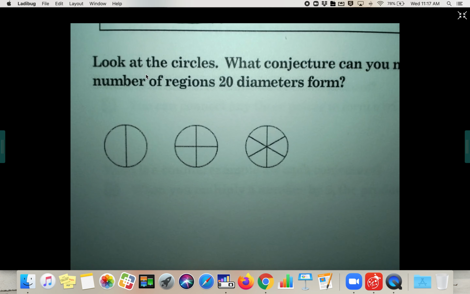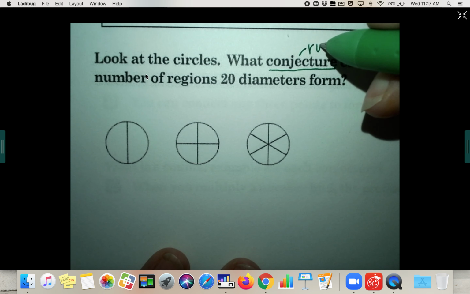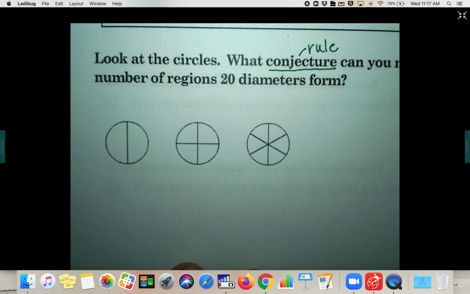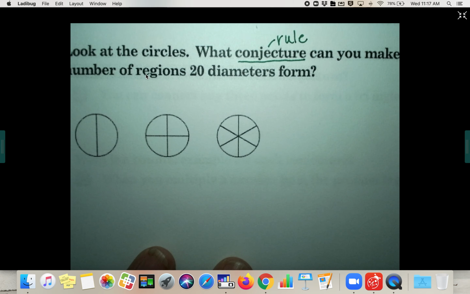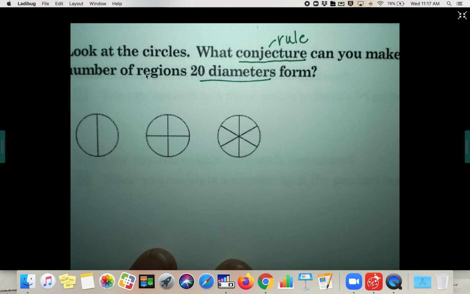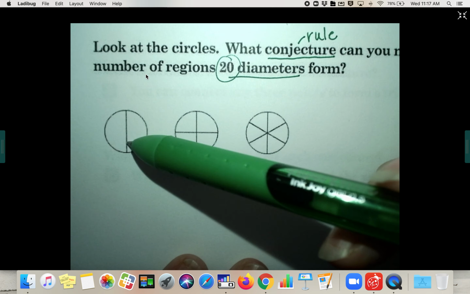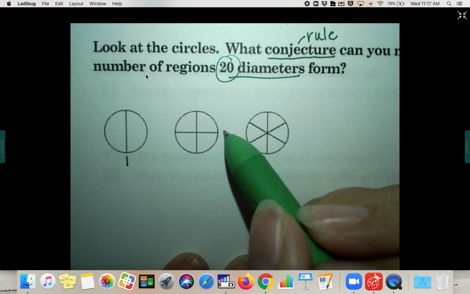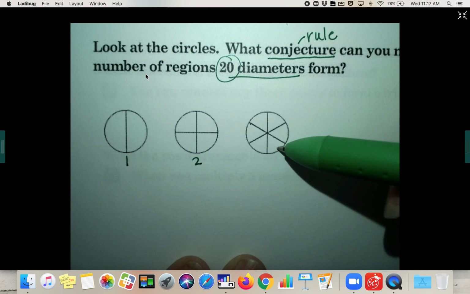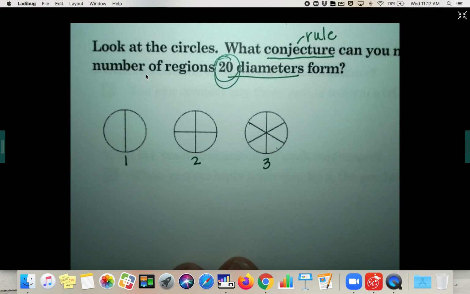Okay, so let's look at the circles. What conjecture? Conjecture's new. A conjecture is basically a rule. So what rule can you make about the number of regions 20 diameters form? So they're jumping all the way up to 20. So a diameter, obviously, again, is the distance across a circle. This one only has 1 diameter. This one has 2 diameters drawn in. This one has 3 diameters drawn in, and they want us to jump all the way up to 20. So what rule can you make?